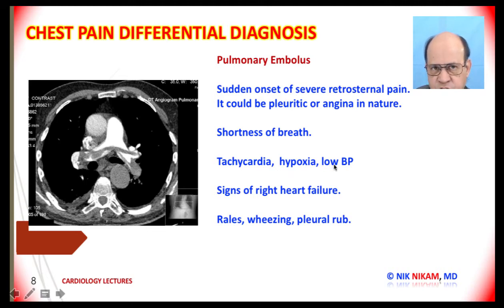They may also show signs of right heart failure. In addition, these patients may present with rales, wheezing, or pleural rub. So these are some of the features which will make you differentiate pulmonary embolus from a case of an acute myocardial infarction or an aortic dissection.